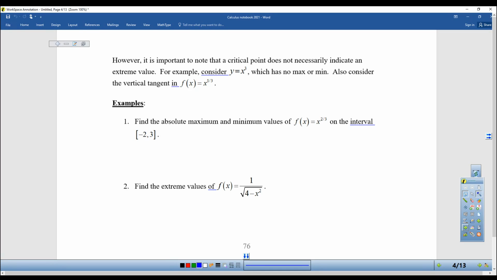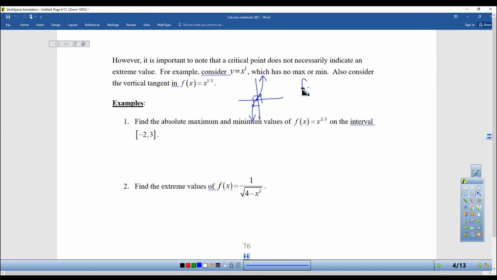So another kind of exception. We're going to put this all together, but right now, like I said, a lot of theory in the beginning. It's important to note that a critical point does not necessarily indicate an extreme value. So think about this. We know what x cubed looks like. -1, 1, 1, we know that it goes up and kind of goes like that. So we know that it doesn't have any max or min right there. It just starts at the bottom and it goes all the way to the top.